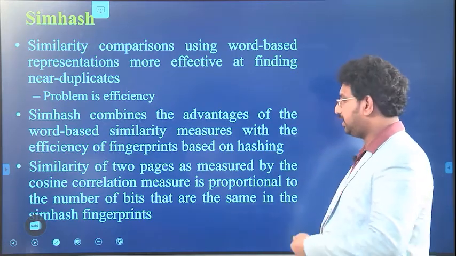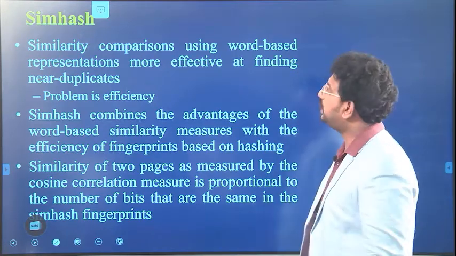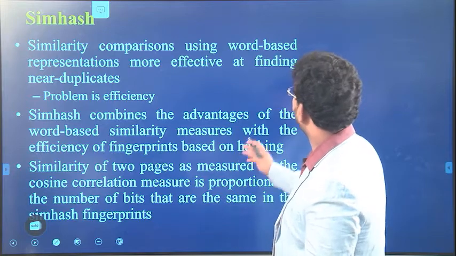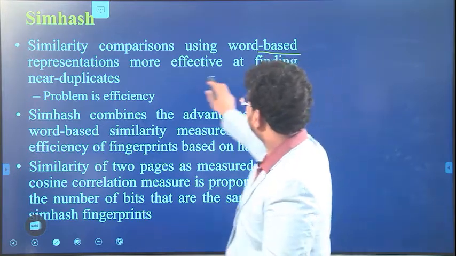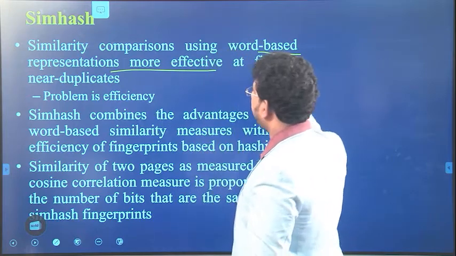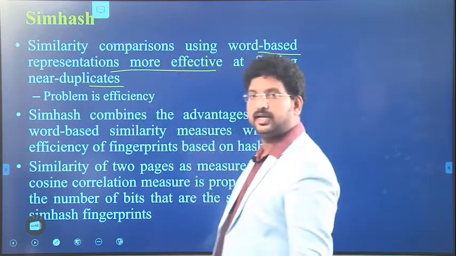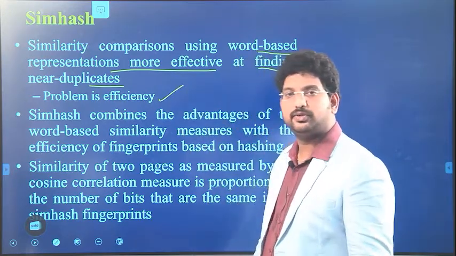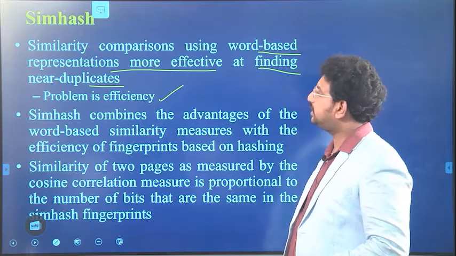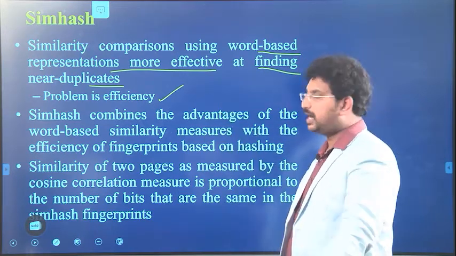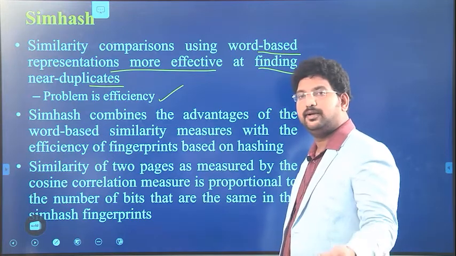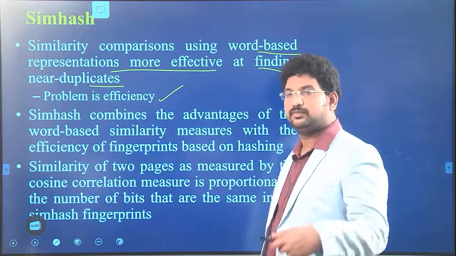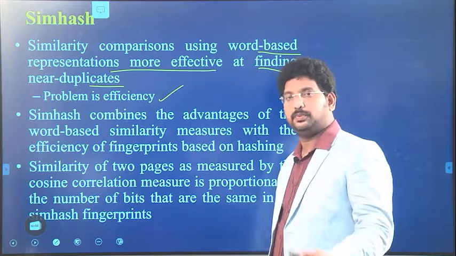So this is also in the same fashion, but for improving the efficiency one can go with simhash. So here, similarity comparisons using word based representations are more effective at finding near duplicates. The problem here is obviously finding them efficiently. So as part of near duplicate detection, the simhash function is going to play an important role, and this function is used by Google also for finding similarity comparisons using word based representation, which is more effective at finding the near duplicates.